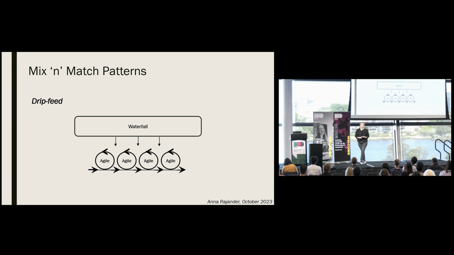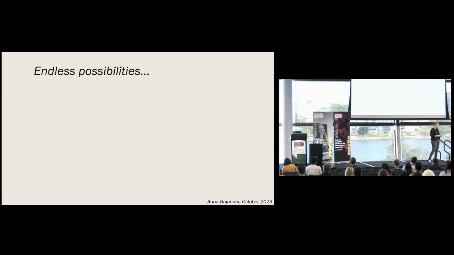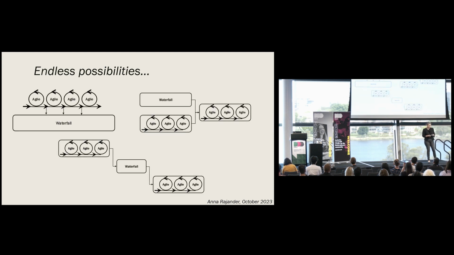Or perhaps it'll be more of a drip feed, where waterfall dependencies are closely aligned to agile sprints. You could see this approach working for initiatives which have particular governance or approval gateways, or where a physical deliverable is being produced and integrated alongside a digital product. These are just a few examples of how initiatives can mix and match waterfall and agile approaches. However, every initiative is different, so the possibilities are endless. It is really about understanding the business context and organising your initiative as efficiently as possible to suit the situation.